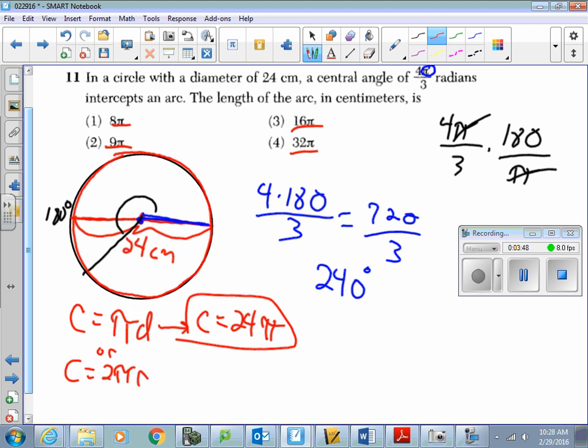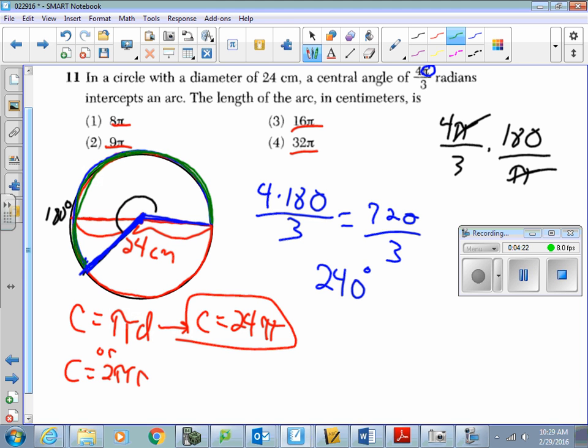So that's our circumference. We want to know how long, when it says that the central angle of 4 pi over 3 intercepts an arc, what they mean is if your angle, the terminal side would be down here. The intercepting part would be all of this. So I'm going to draw it in green and make it a little different color. What they want to know is what's the length of this arc.